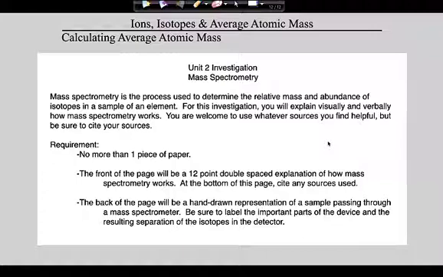Then guys, the back of the page will be a hand-drawn, not a JPEG off the internet that you print. It will be a hand-drawn representation of a sample passing through a mass spectrometer. You're going to label the parts and make sure that you show the resulting separation of isotopes in the detector. And that doesn't mean anything to you right now, but it will when you do the project.